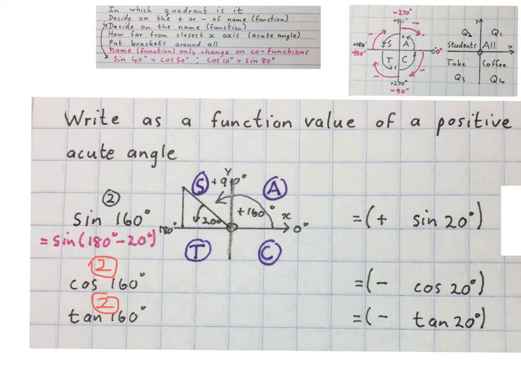Stop the video and get a feeling for this plan that we are using. Which quadrant are we in? We're going to use a plus or minus. Decide what name you're going to use, the same most of the time. And then how far are you from the x-axis, the closest distance.